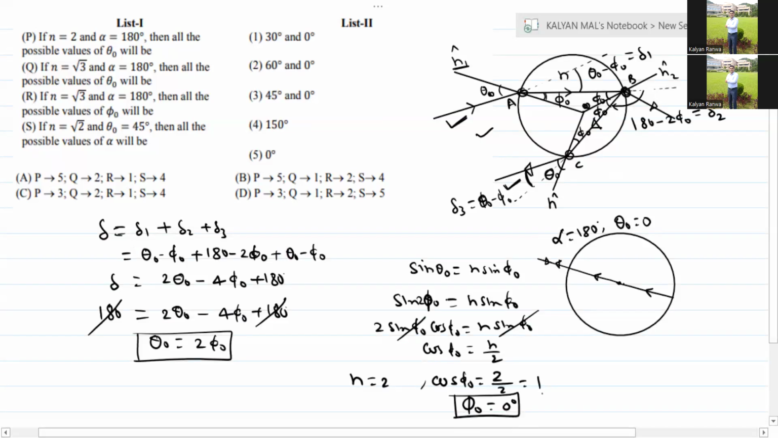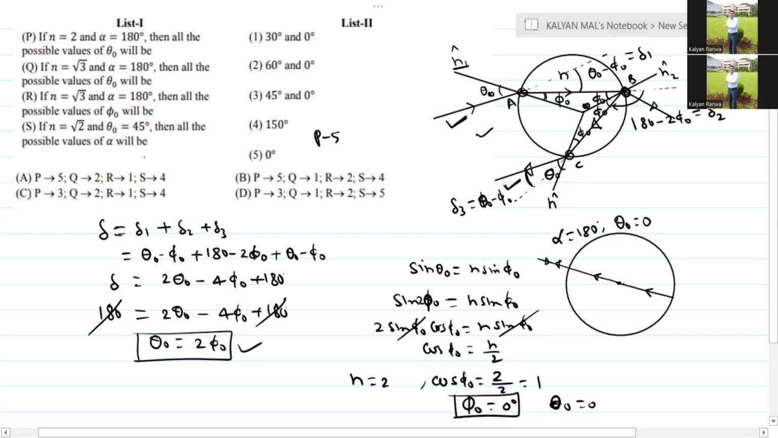If phi naught equals 0 degree, then from this equation we can write theta naught will also be 0 degree, because cos phi naught equals 1, that means phi naught value is equal to 0 degree, then theta naught will also be 0 degree. Okay, so only a single value of theta naught is possible, but in the first option 30 degree and 0 degree is not possible. First, second, third, and fourth options are not possible. Only the fifth option is possible. So we can write P is the fifth option.